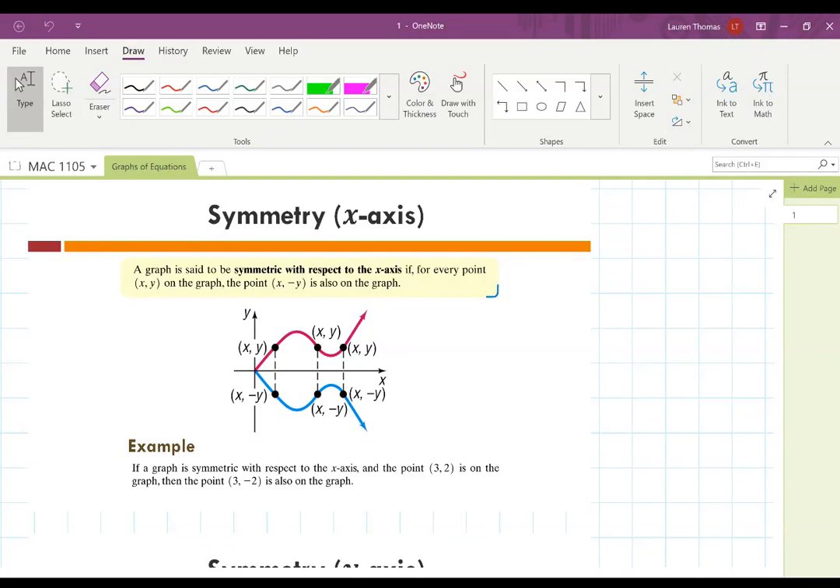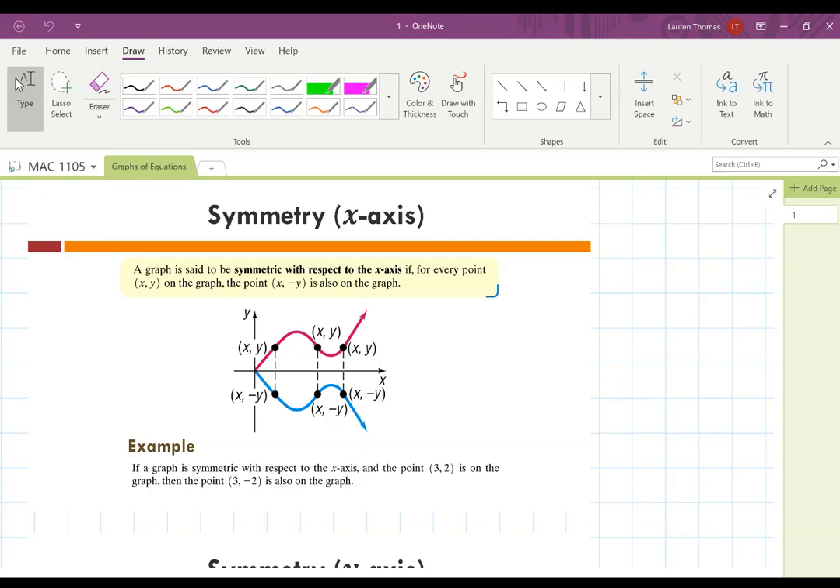Okay, the last thing that we have to talk about in this section is symmetry. When we are talking about symmetry, there are three ways that your graph or your equation can show symmetry. It can show symmetry with respect to the x-axis, the y-axis, or the origin. So we're going to go through each of them one by one, and then we'll work out a problem where you can see how we apply this.